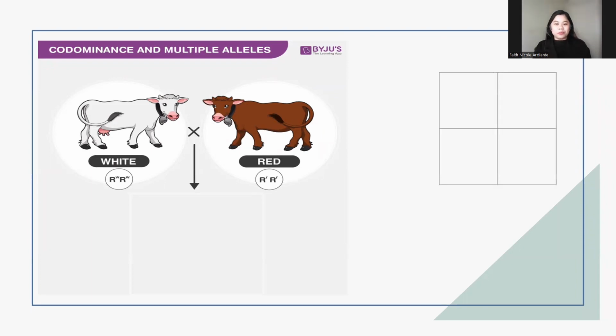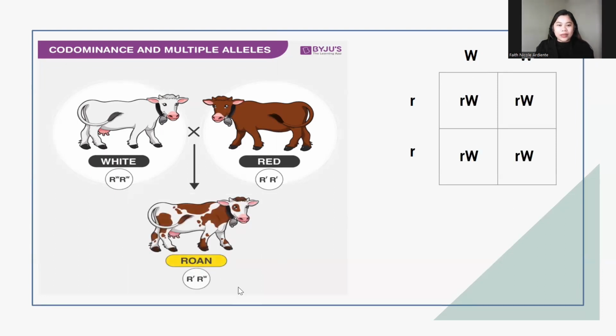Can we have a volunteer to answer this? Okay, student K, very good. Thank you so much. All right, W and W, that is for the white cow. And on the side are the small letter R for our red cow. If we combine these two, this will give us R times W, RW, heterozygous RW. So the offspring will be 100% roan cow. Very good. Any questions so far?